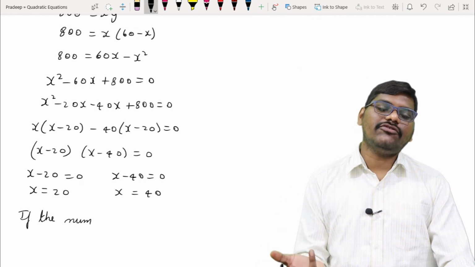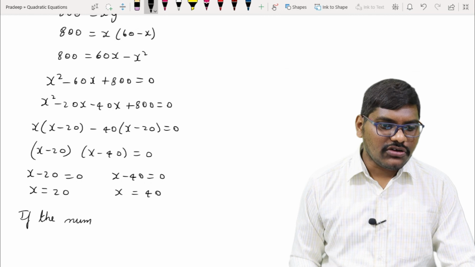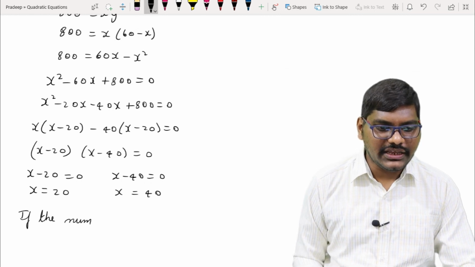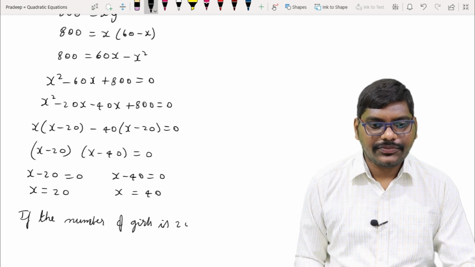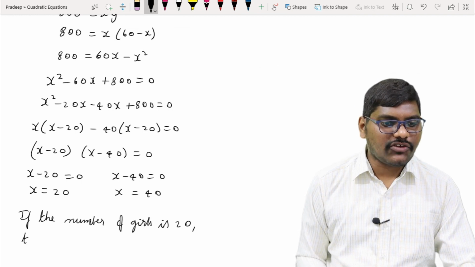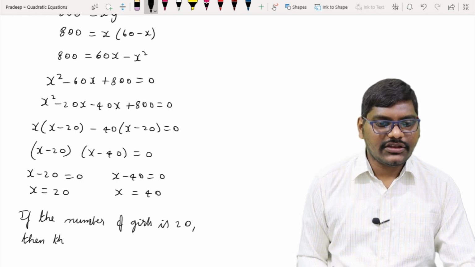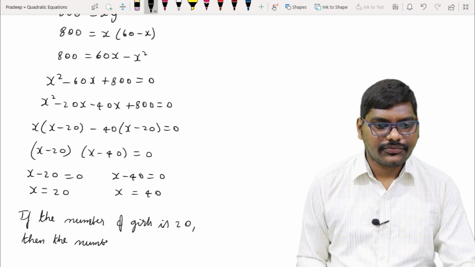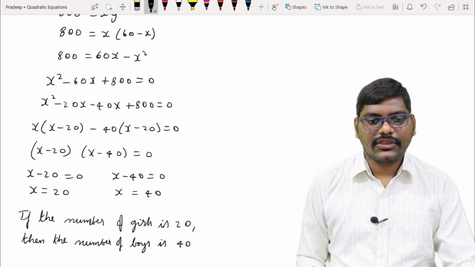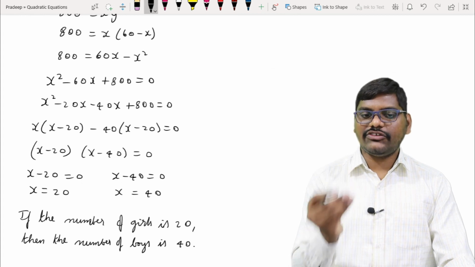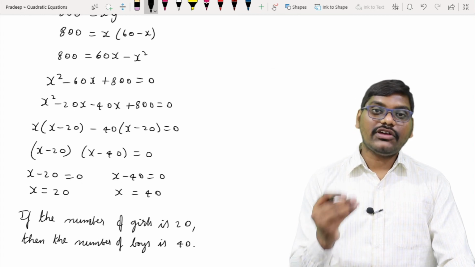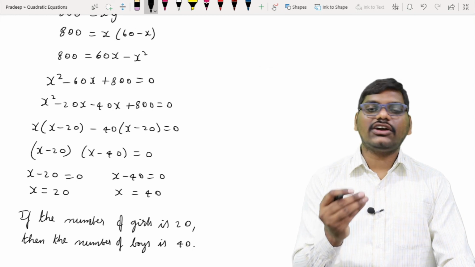That was the total number of girls or the boys. So now we'll just write the conclusion accordingly. If the number of girls is 20, then the number of boys should be what? 40, right? I can write then the number of boys is 40, because the total number of students were 60. So either if the girls were 20, the boys should be 40. If the boys were 40, then the girls should be 20.